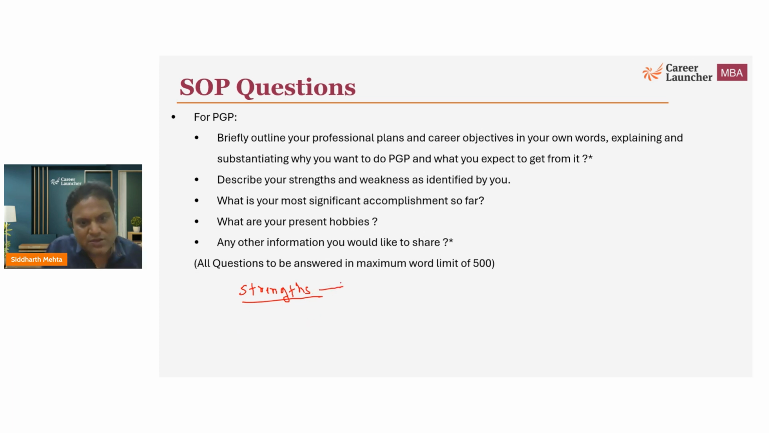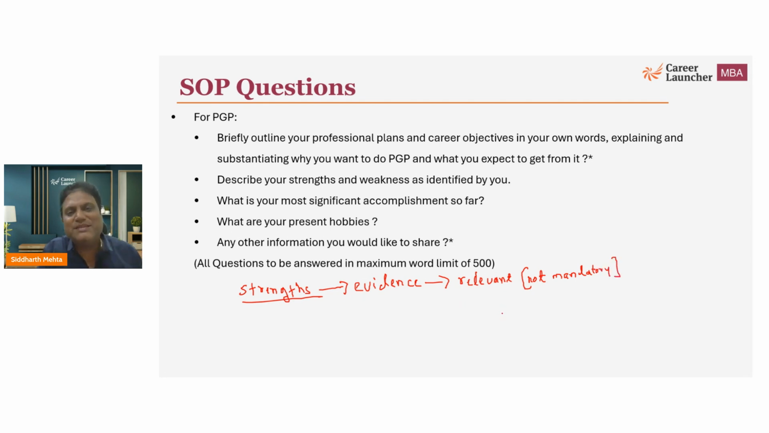Strength, basically, should have three parts. What do you believe is your strength? Give me the evidence of it, because without evidence, it is of no use. And if you can show how it is relevant, how whatever evidence and strength you are showing is relevant for MBA, that will help. But this is not a mandatory part. If it can be done, fine. If it cannot be done, don't worry about it. But the first two things are absolutely mandatory.